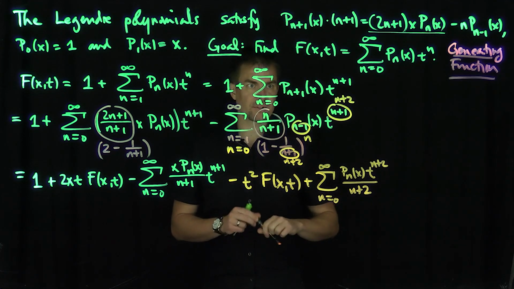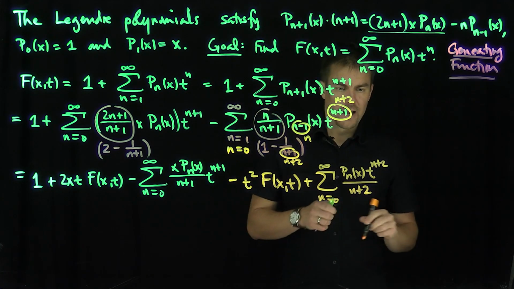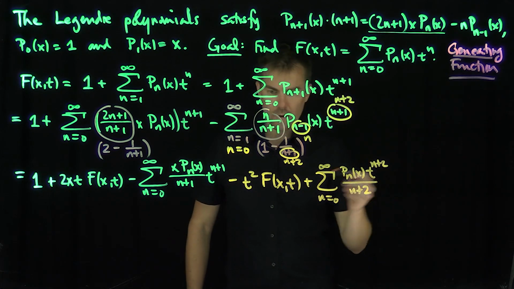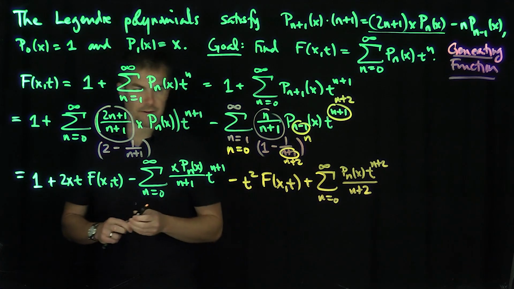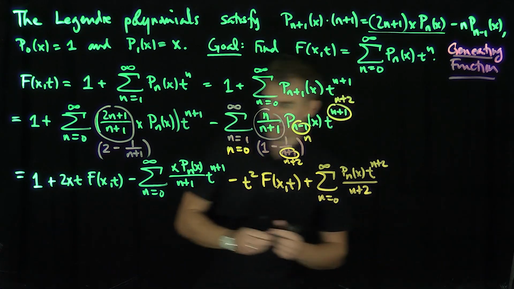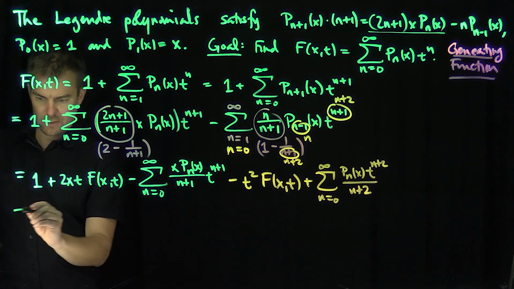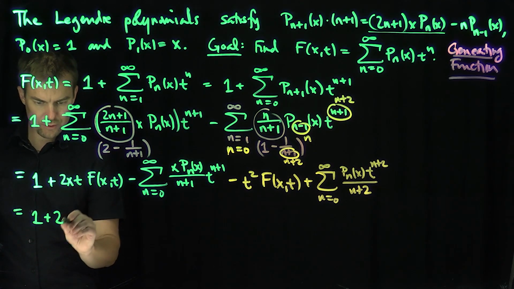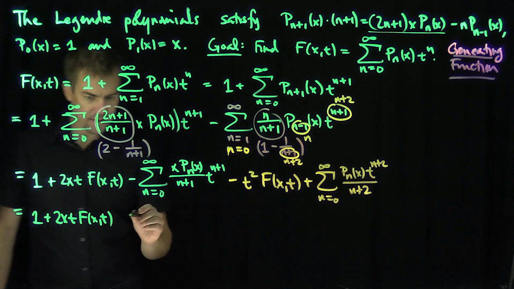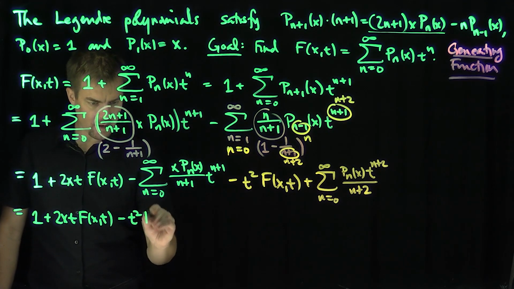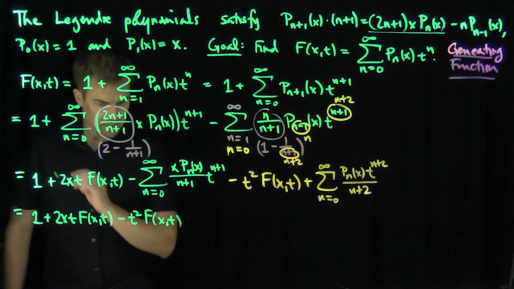Okay? Excellent. And so now what? And so now we have to figure out what these sums are going to give us over here. These two sums which I have not written in terms of f yet. Okay? So let's go back now and figure those out. So this is going to be a what? This is going to be a 1 plus 2xt f of x t minus t squared f of x t.